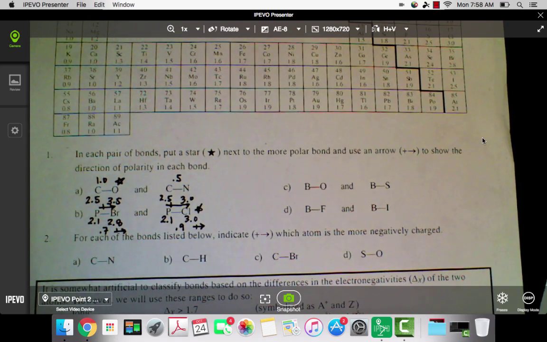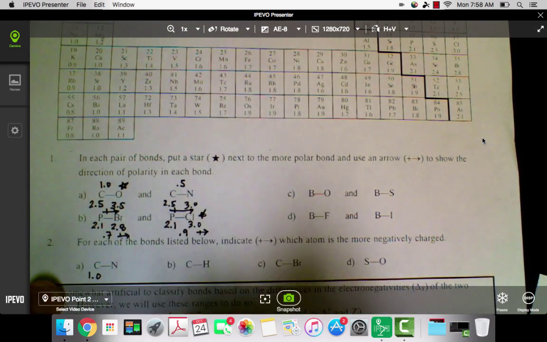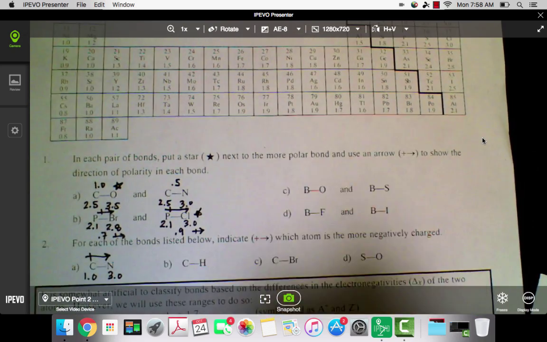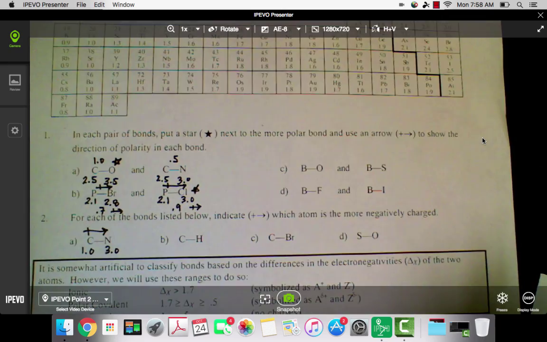In section 2, it's just the arrow, which atom is more negatively charged or which has a higher electronegativity. So carbon is 1.0, nitrogen is 3.0, it's going to point to the right, and you're going to do that for each one of those. All you're doing is looking at the difference in electronegativities.